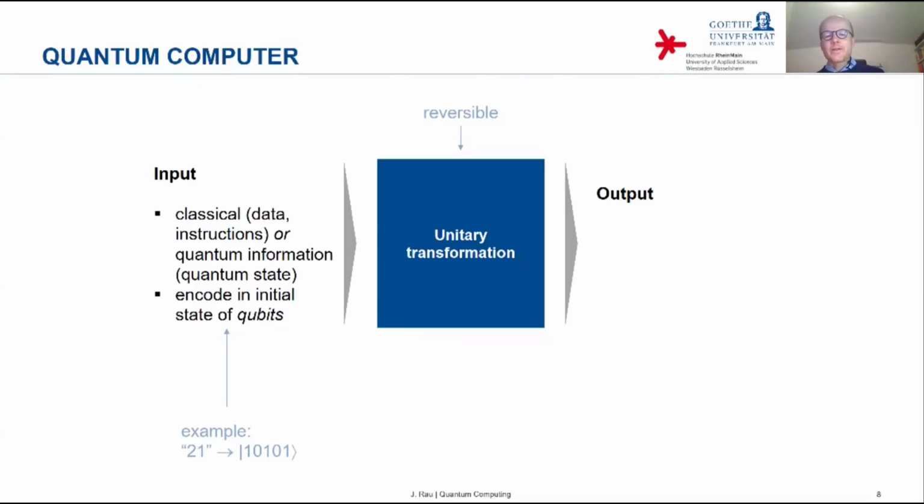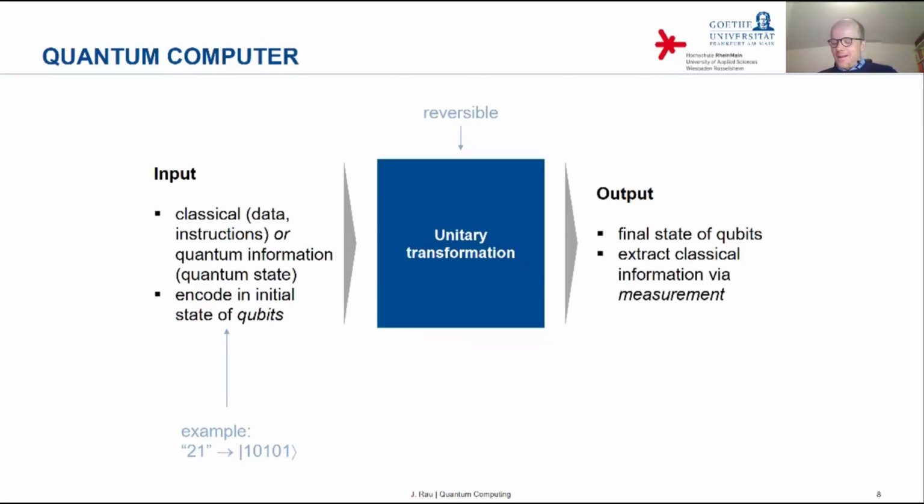After this big unitary transformation, we have an output, which consists in the final state of these qubits. And at the end of the day, however, we typically want to extract classical information. Say we want to factor the number 21 in its prime factors, so 3 times 7. That's the kind of output that we would like to have. So a final state of qubits is not yet a classical answer to our classical question, our classical problem. So there has to be a further step in which we extract from the final state of the qubits classical information, and we do that via measurement.